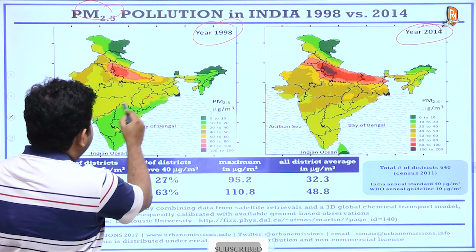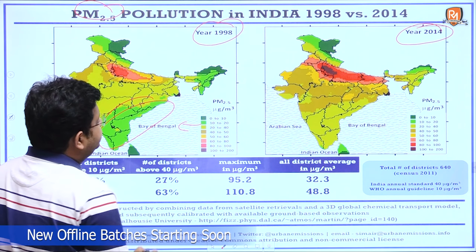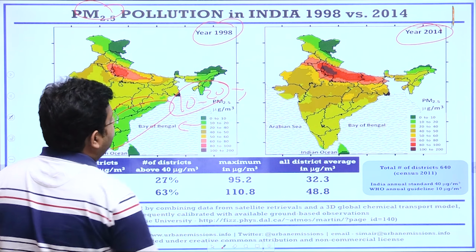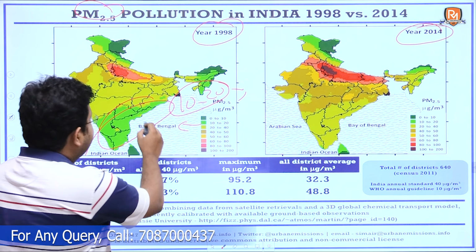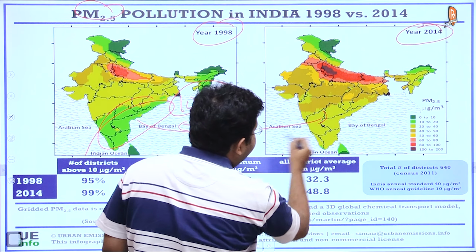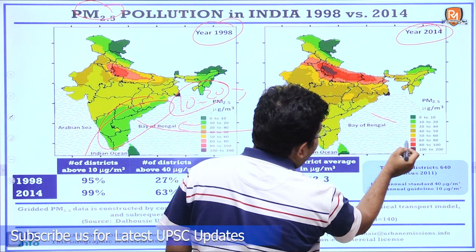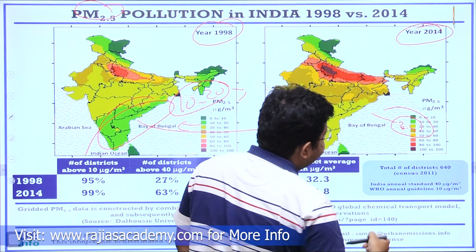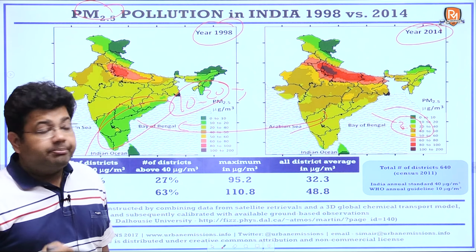This green area that we see shows a concentration of about 10 to 20 micrograms of particulate matter per cubic meter. And now you can see that even in southern India this has risen in 2014 to somewhere around 20 to 40 micrograms of particulate matter per cubic meter.